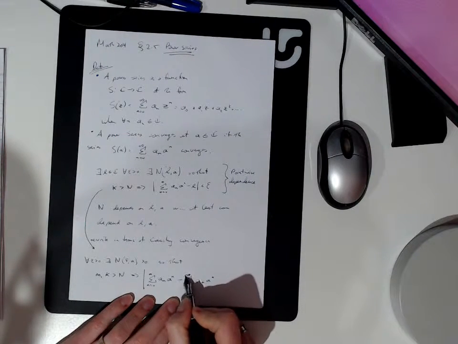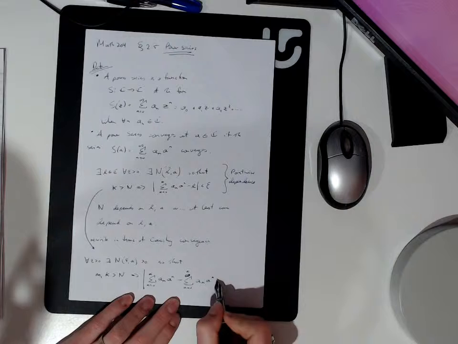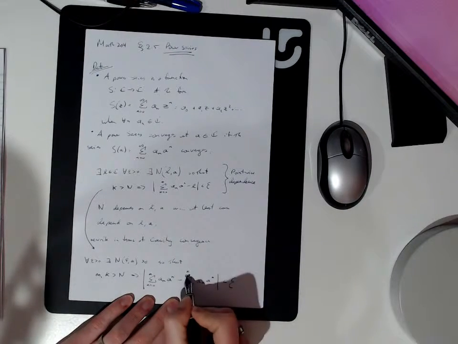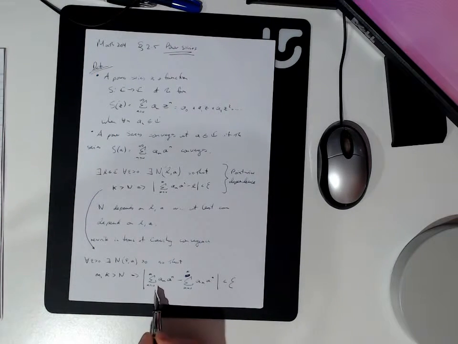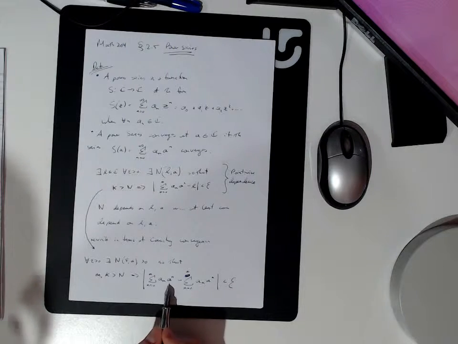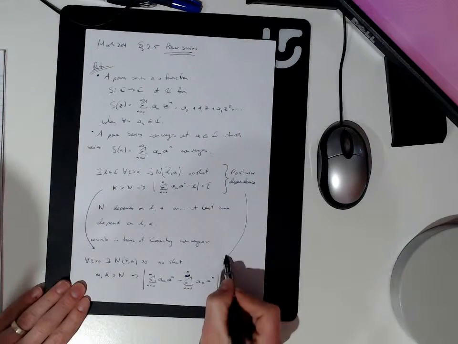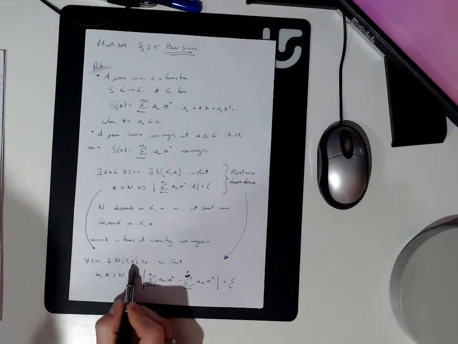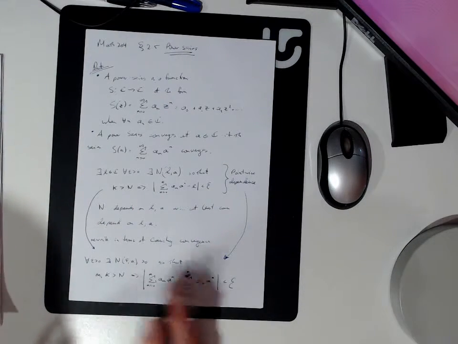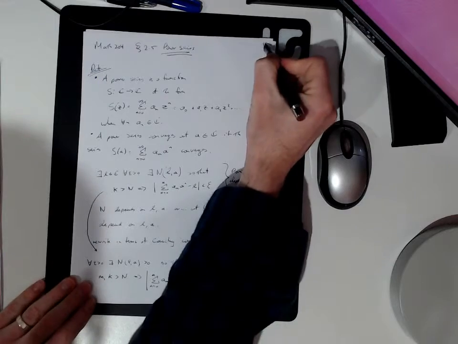Sorry, that's not infinity, that's a k. Again, so we're saying that the sequence of partial sums, when evaluated at A, is Cauchy convergent, and this is still pointwise convergence because we have the dependence on A. So this allows us to talk about uniform convergence.